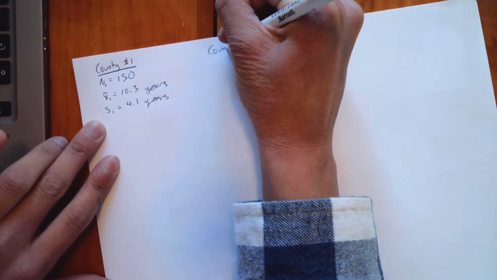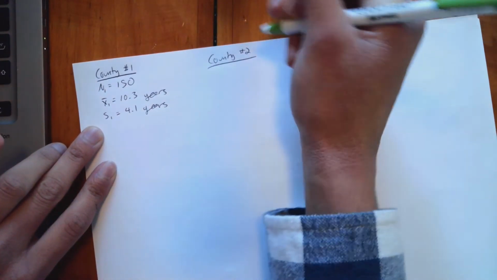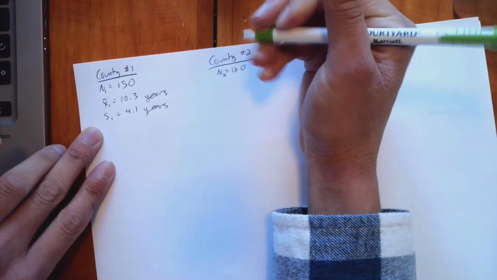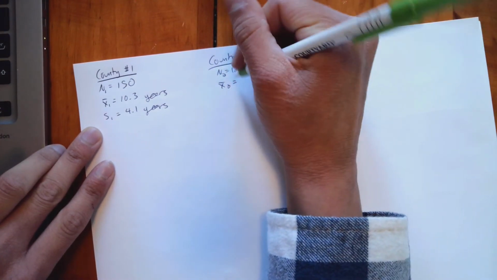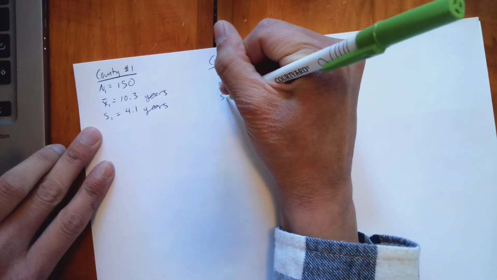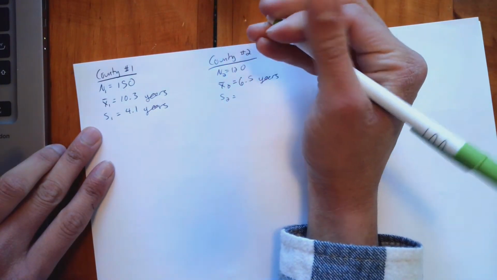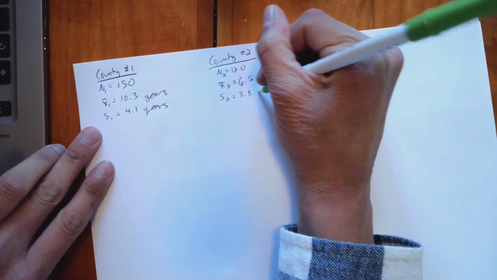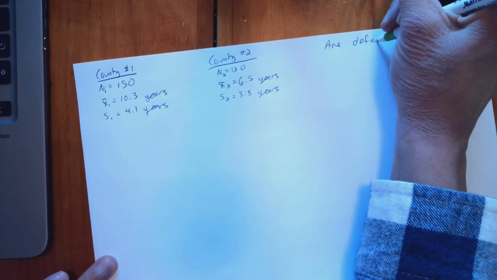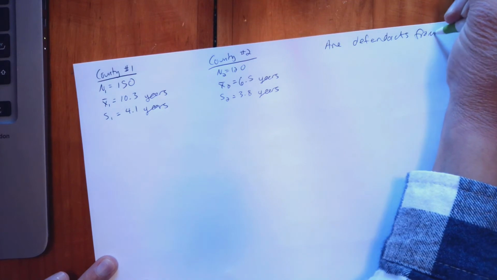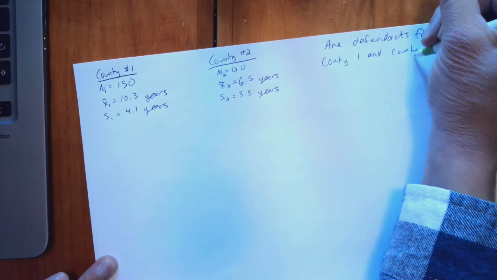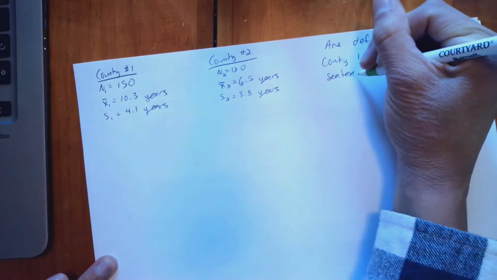In our second county, we have a sample size of 120, a sample mean of 6.5 years, and a sample standard deviation of 3.8 years. And our question is, are defendants from County 1 and County 2 sentenced differently?